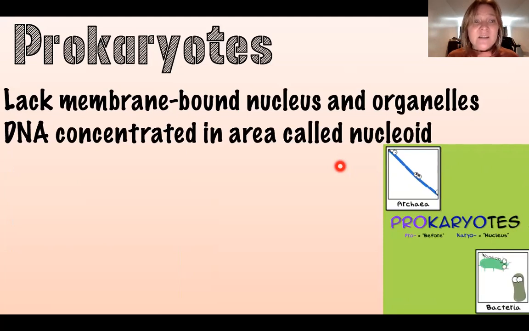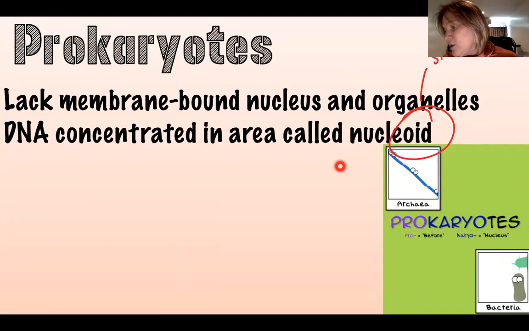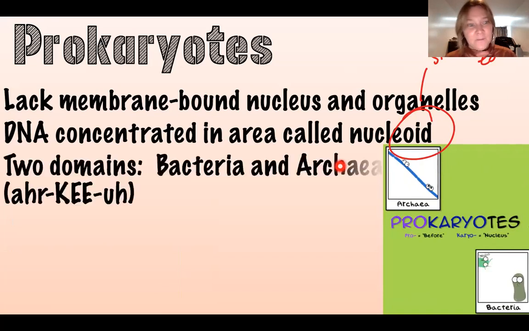For prokaryotes, the DNA is concentrated in an area that we call the nucleoid. If you remember from an earlier video, I said the suffix oid means similar to. So a nucleoid is kind of a nucleus, but it's not really a nucleus because it's not surrounded by a membrane. It's just an area where you find DNA.